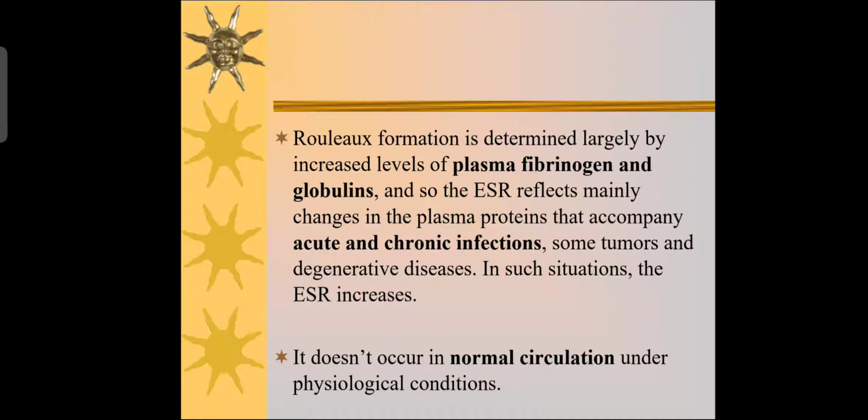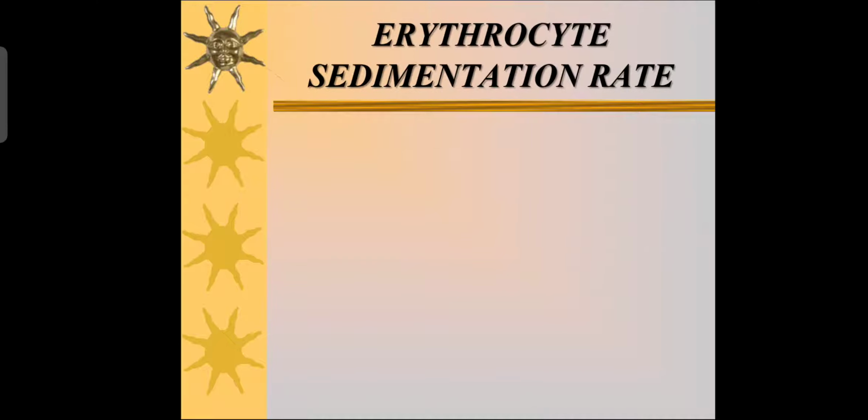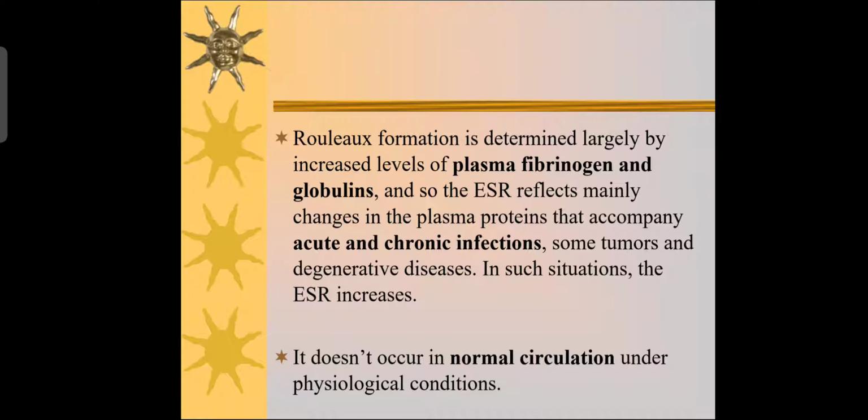So Rouleaux formation is determined largely by an increased level of plasma fibrinogen and globulins, and ESR also reflects the changes in the plasma proteins that accompany acute and chronic infections, some tumors and degenerative diseases. So in such situations the ESR is increased. It does not occur in the normal circulation under physiological conditions. So that is about Rouleaux formation.